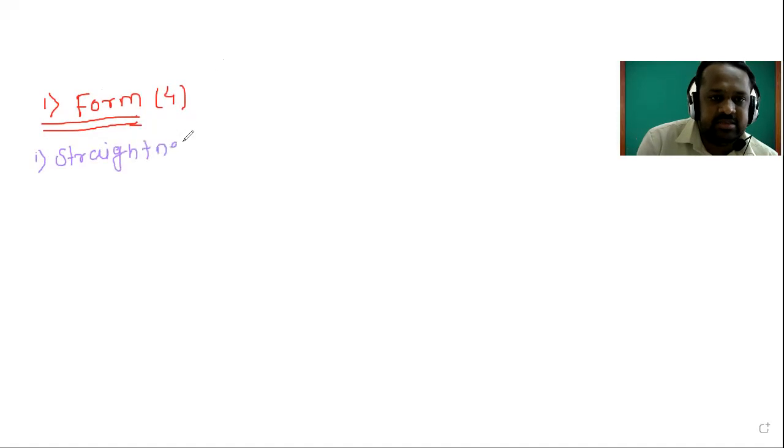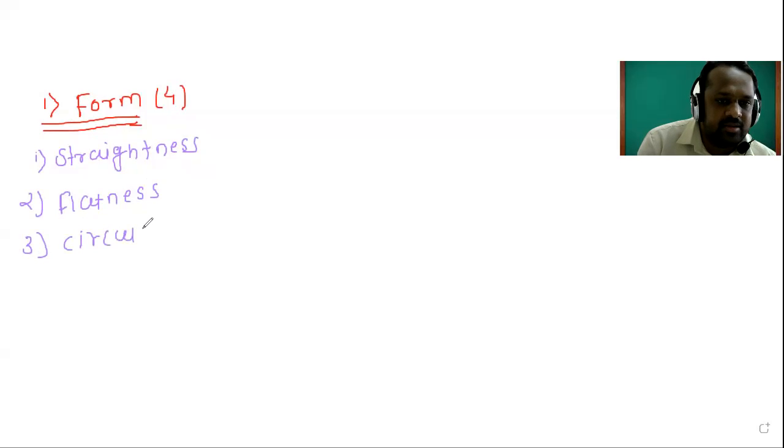First is the straightness. Then second is the flatness. Then third is the circularity, and fourth is the cylindricity. These are the characteristics of form.